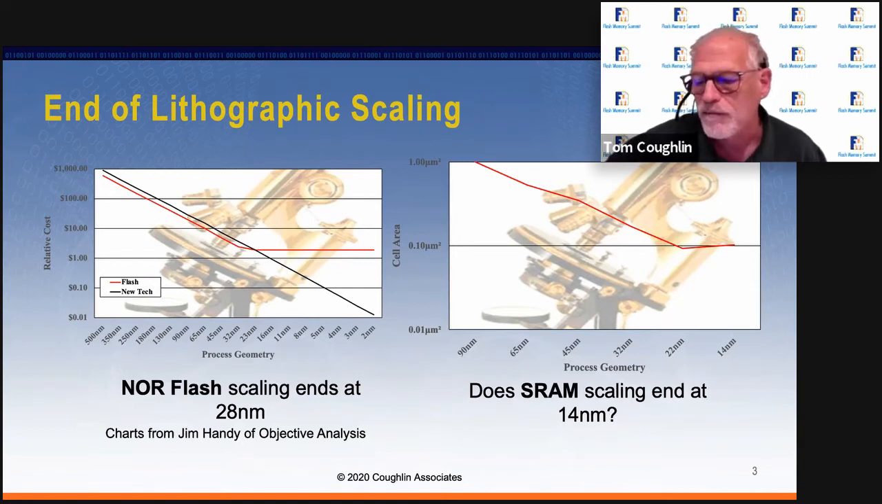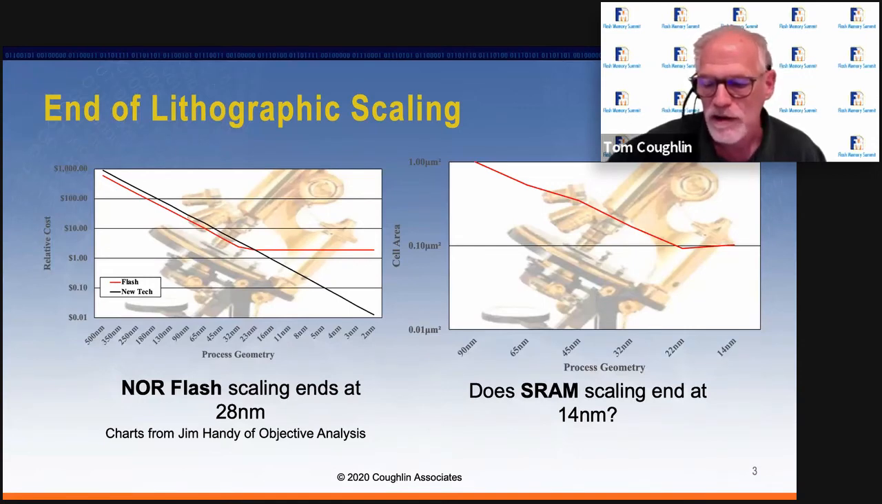NOR flash, the only non-volatile memory currently used to store the code in microcontrollers, ASICs, and other SOCs, is unable to scale at all past 28 nanometers. Its cost declines, indicated by the red line, cease at this point. To address these issues, manufacturers are migrating to new memory technologies. Emerging memories are needed to allow further cost reductions. These emerging memory technologies are represented by the black line on the chart to the left. Today, they are more costly than NOR flash, but they will eventually cost less than flash to produce, since they can scale past 28 nanometers.